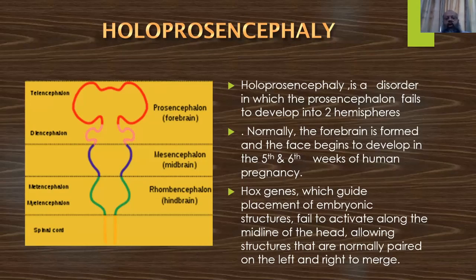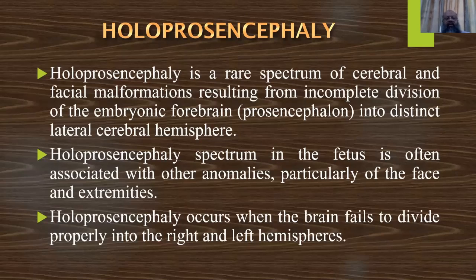But if it is absent, we will get a single proboscis instead of a nose with two nostrils. And instead of two eyes, there will be a single eye. The eyeballs are not separated, they look fused. Holoprosencephaly is a rare spectrum of cerebral and facial malformation resulting from incomplete division of the embryonic forebrain into distinct lateral cerebral hemispheres. Holoprosencephaly spectrum in the fetus is often associated with other anomalies, particularly of the face and extremities.